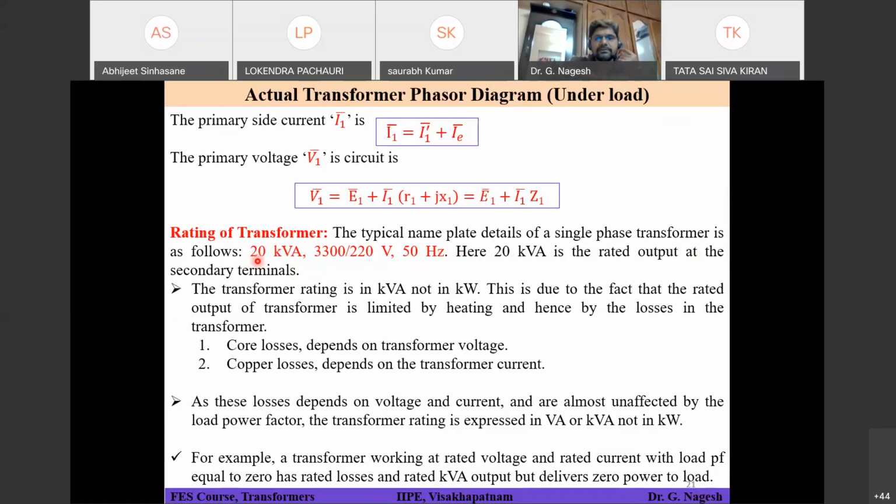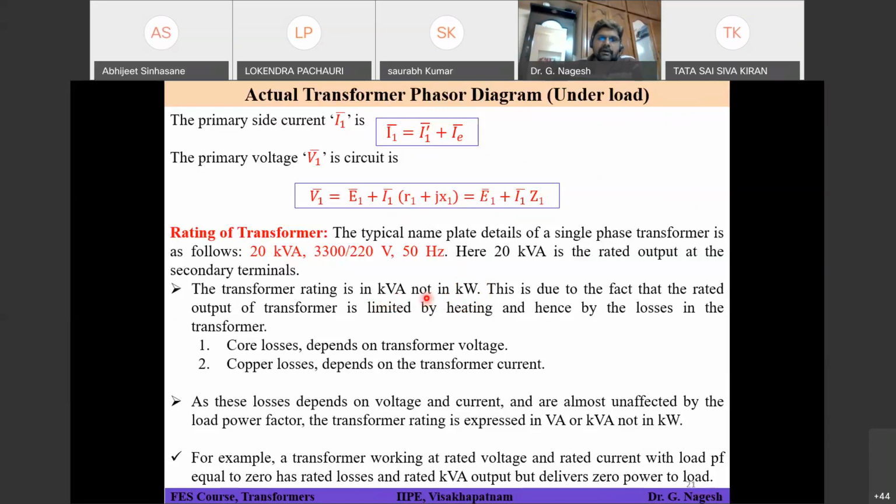Similarly, in the case of a motor, if you say half HP or 500 watts motor, 500 watts is the power at the output you can get. That's what it means. So 20 kVA is the output apparent power which is available at the secondary terminals of your transformer. So what I am trying to say here is that transformer rating is in kVA, not in kilowatts. Most machines are always rated in kilowatts, but for the transformer alone it will be in kVA.